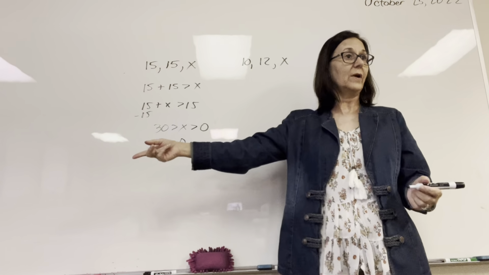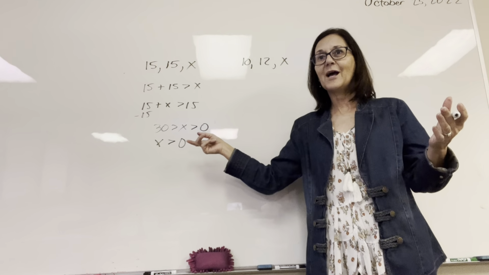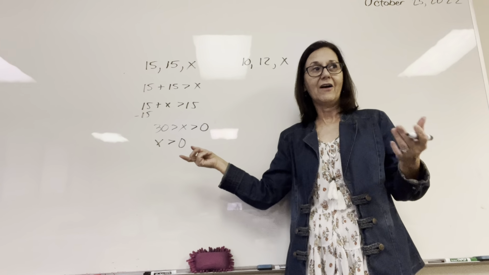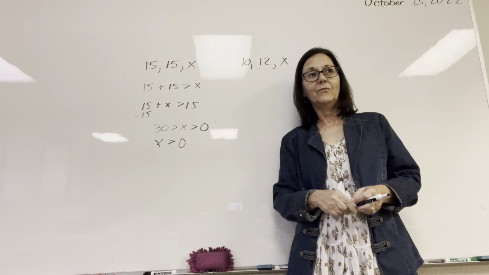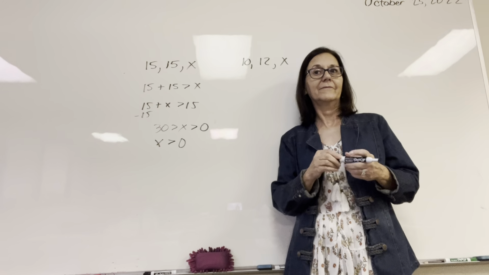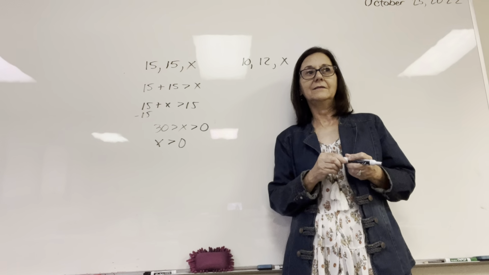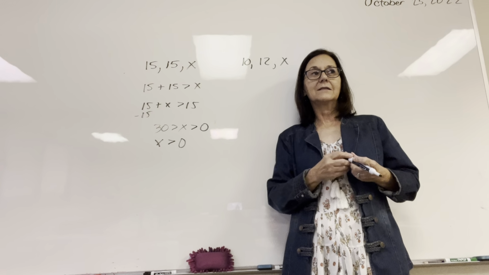So 1 to 29, or 0.001, any value like 1/1,000,000th is greater than 0, right? And 29.99999 is less than 30.